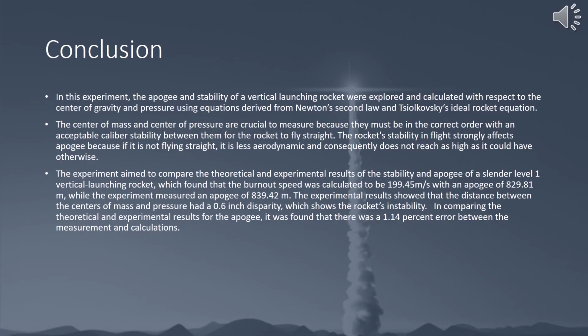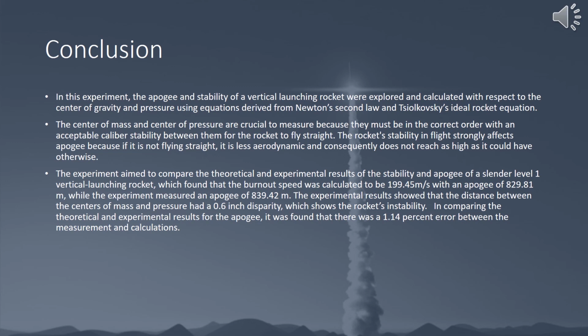In this experiment, the apogee and stability of a vertical launching rocket were explored and calculated with respect to the center of gravity and pressure using equations derived from Newton's second law and Tsiolkovsky's ideal rocket equation. The center of mass and center of pressure are crucial to measure because they must be in the correct order with an acceptable caliber stability between them for the rocket to fly straight. The rocket's stability in flight strongly affects apogee because if it is not flying straight, it is less aerodynamic and consequently does not reach as high as it could have otherwise.